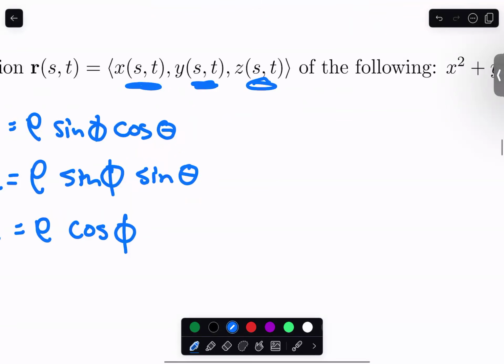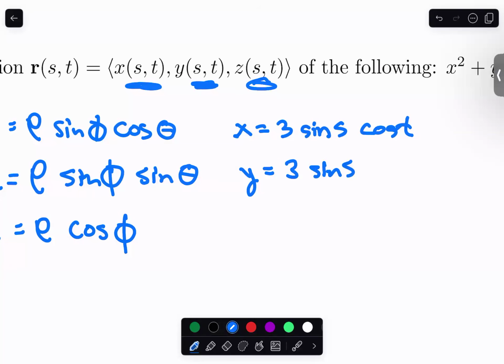So we'll have x is equal to 3 sine s cosine t. Again, I usually like my thetas to be t's, so s is going to be phi in this case. Y is going to be 3 sine phi sine theta, swapping out everywhere I see a phi with s and everywhere I see a theta with t. And then finally, z is going to be equal to 3 cosine phi, again writing an s instead of a phi.